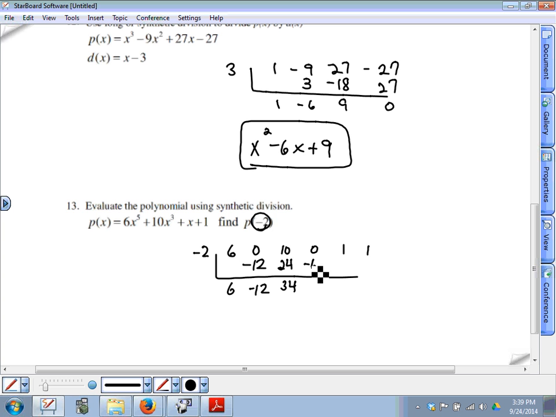-2 times 34 is -68. -68 times -2 is 136. If you add, you get 137. If you double that, you get -274. If you add, you get -273. So if you evaluate the polynomial p when x equals -2, the result would have been -273.